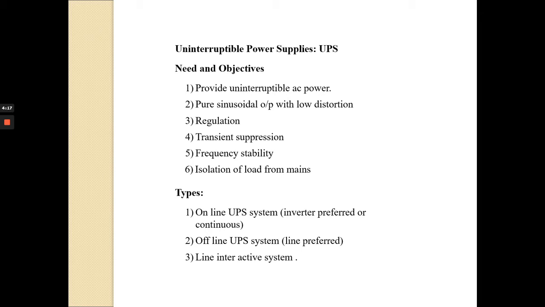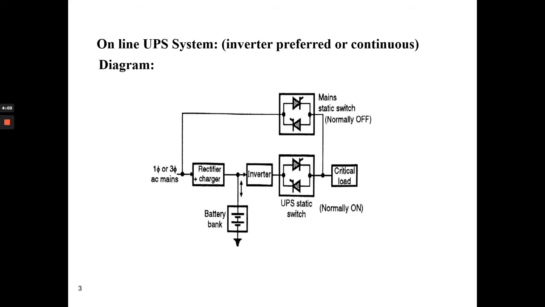Now we'll see types of UPS: online UPS system, inverter preferred or continuous, offline UPS system, that is line preferred, and third one, line interactive system. This is the diagram of online UPS system, inverter preferred or continuous.